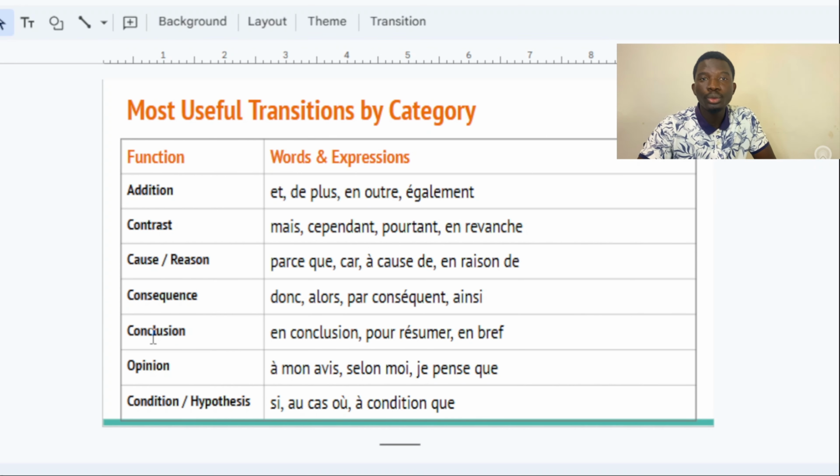Conclusion, you can say en conclusion. It's in conclusion. Résumer, to resume or to summarize. En bref, to be brief. Okay, it just means in summary.